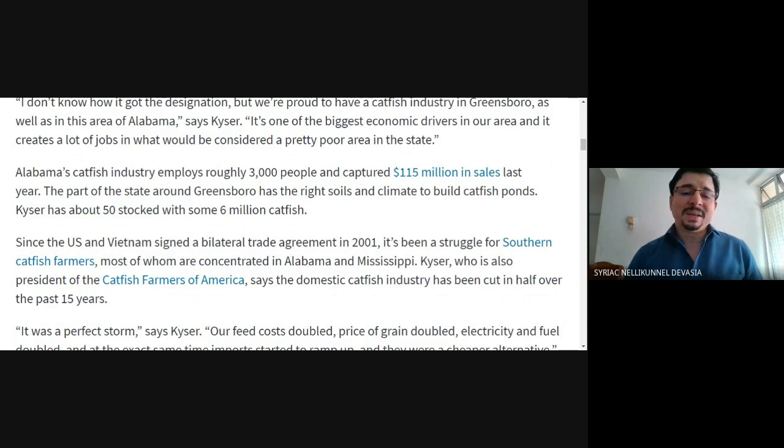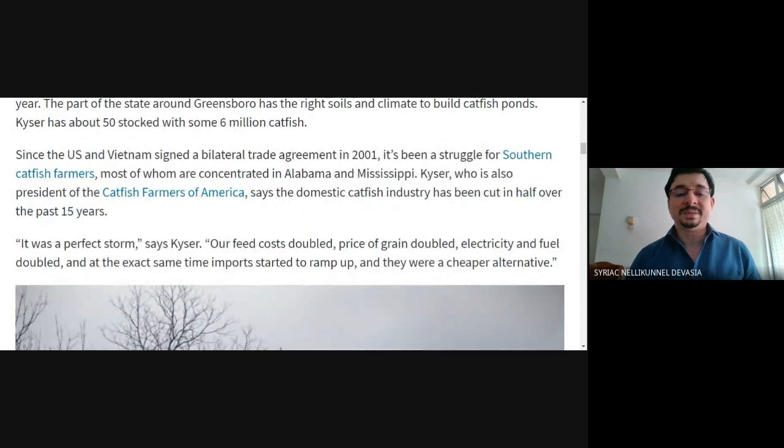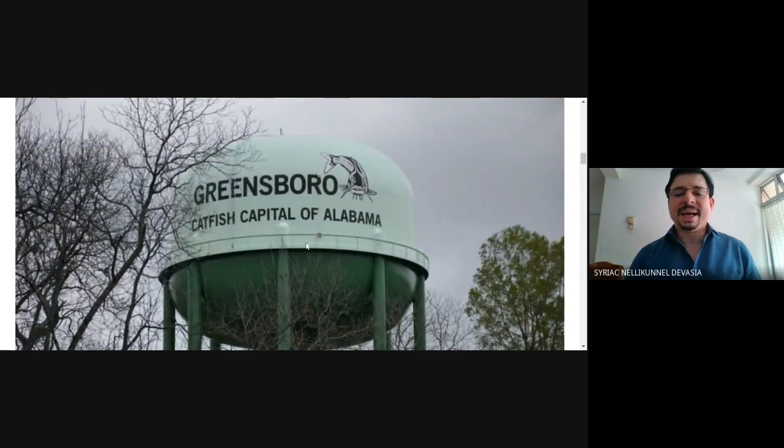The part of the state around Greensboro has the right soil and climate to build catfish ponds. Since the US and Vietnam signed a bilateral trade agreement in 2001, it's been a struggle for southern catfish farmers, most of whom are concentrated in Alabama and Mississippi. Now, Kaiser, who is also president of the Catfish Farmers Association, says the domestic catfish industry has been cut in half over the past 15 years. Now, what happened? We need to understand.